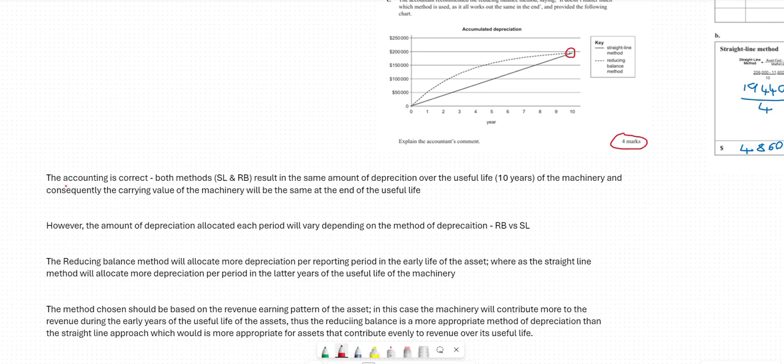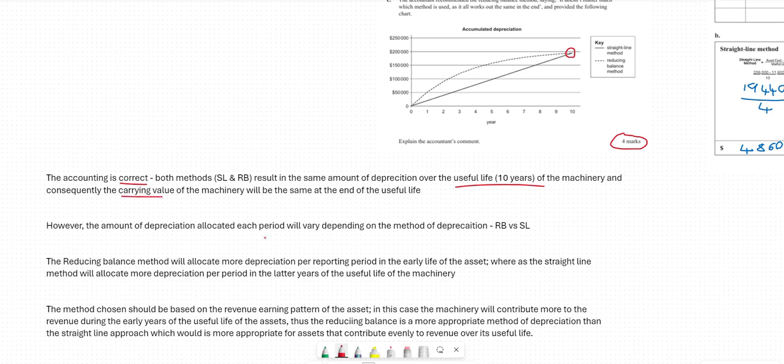So whenever there's a comment made by the accountant, the owner, etc., then 1 mark is basically allocated for acknowledging that comment. So you've got a couple of options here. You either say that the accountant is correct, or incorrect. In this case, if we refer to the graph, the accountant is correct. Both methods result in the same amount of depreciation over the useful life, and the carrying value will be the same. So 1 mark if you've simply stated that the accountant is correct.